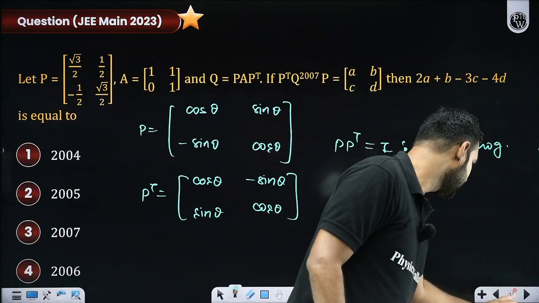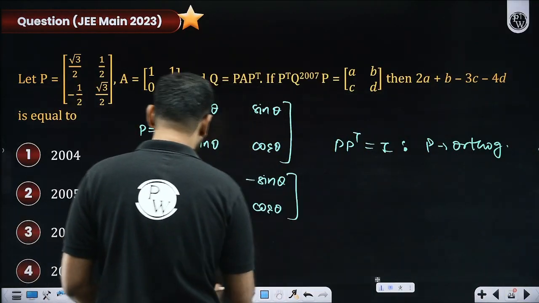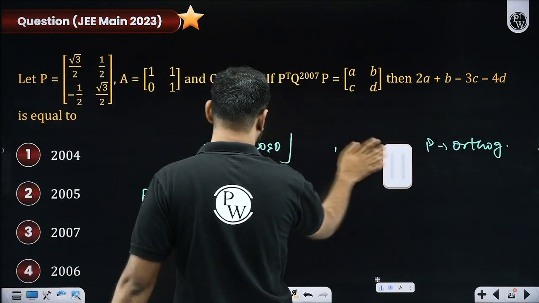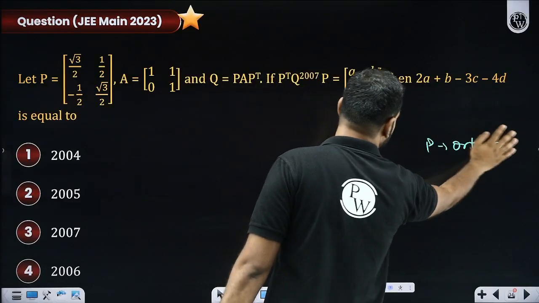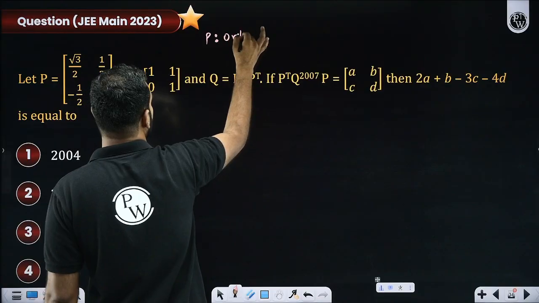Then what do we do next? I think we solve it further. How? Let's talk about the next conclusion. What is the next conclusion here, students? The next conclusion is we got this P P transpose is I. That is what we know, because P is orthogonal. That is what you have already seen.